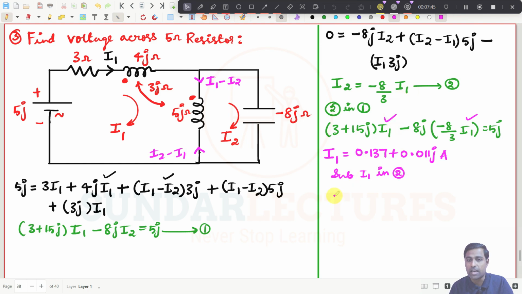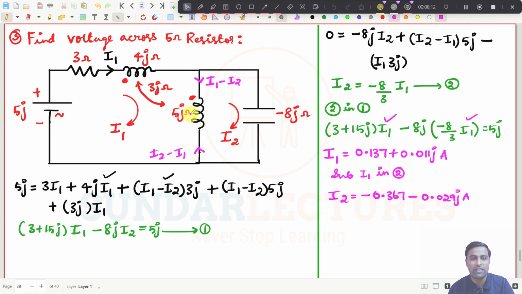So you substitute here, you will straight away get the value of I2, and I am getting the value of I2 to be minus 0.367 minus 0.029 j amperes. See, I have found what is I1 and I2, but what is the question they have asked you? They are asking you to find the voltage across this 5 ohms resistor. What will be the 5 ohms resistor's voltage?